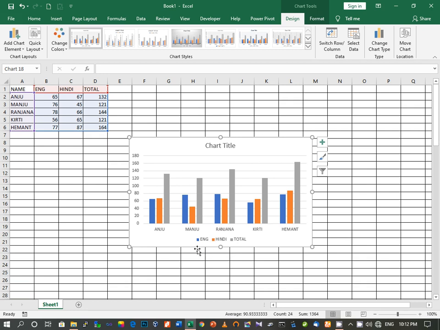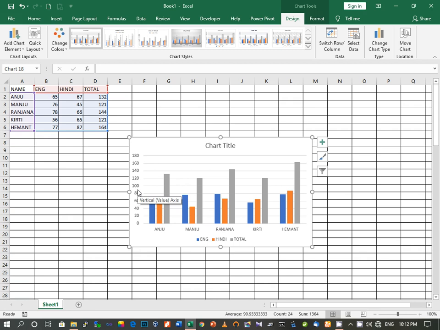Then we have category axis. This x-axis or the horizontal line, this is called the category axis. Then we have value axis. This vertical line, this is called the value axis or the y-axis.